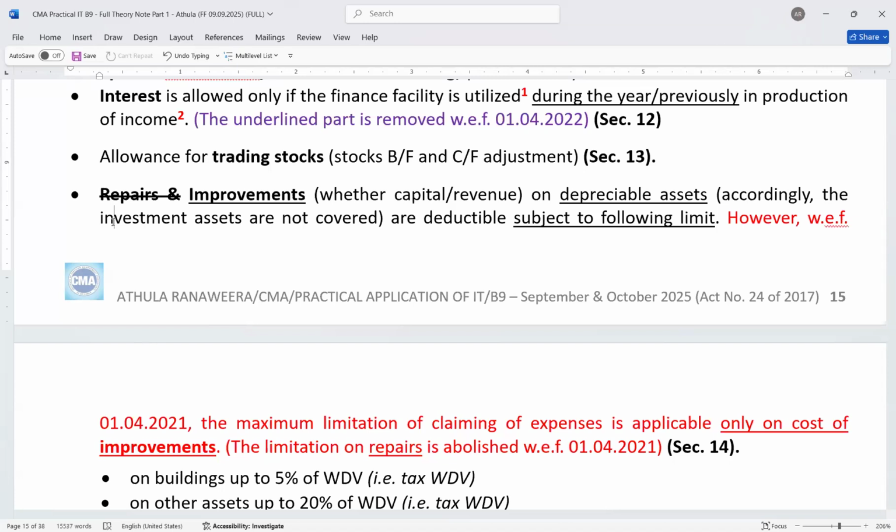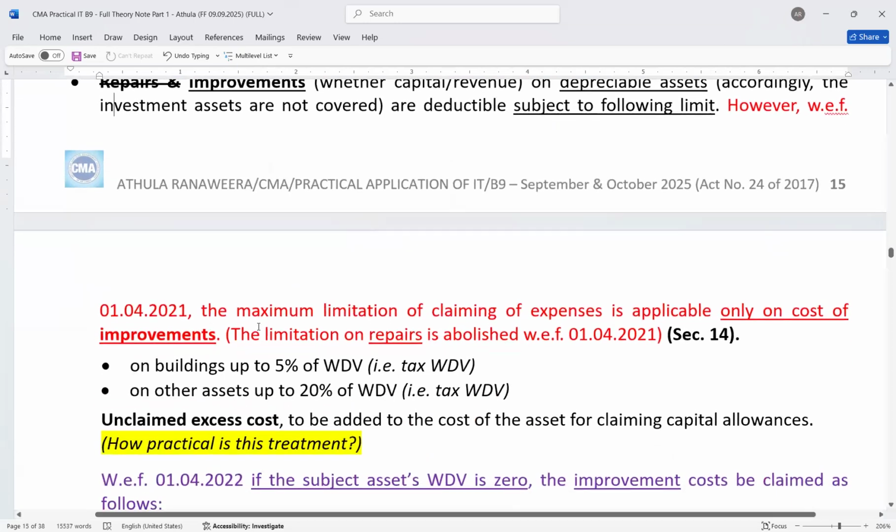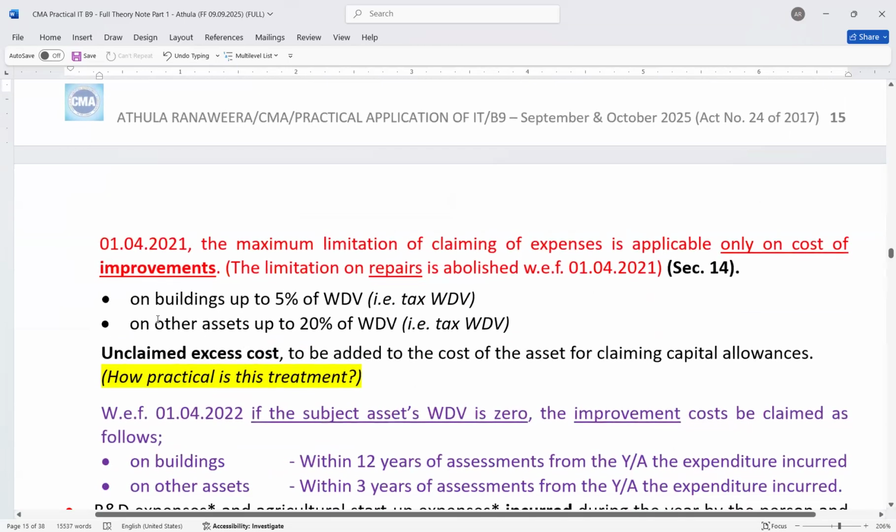But now they have given this condition only for improvement. In a way that is fair, because most of the improvements may be capital nature, right? In a situation like that, an upper limit of claiming, up to a level, is fair. However, with effect from 1st April 21, the maximum limitation of claiming of expenses is applicable only on the cost of improvements. That is what I explained. Now, what are the limitations?